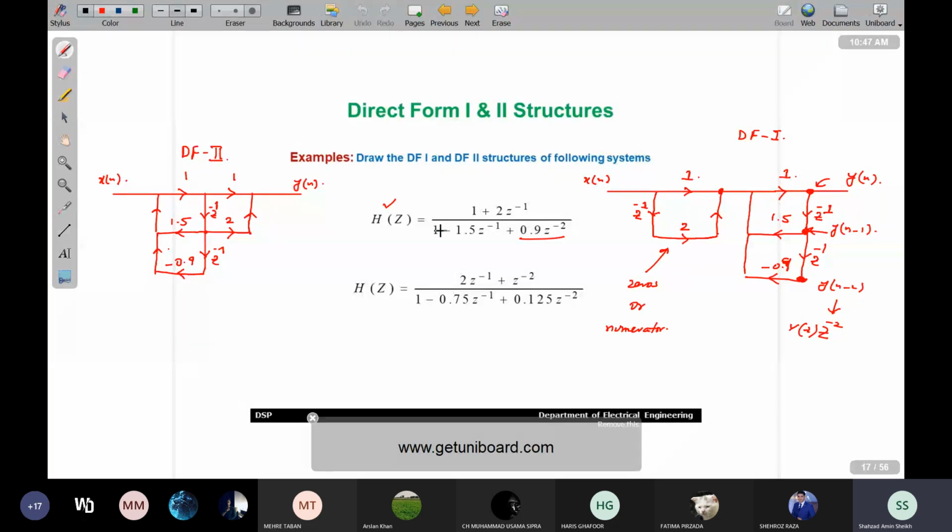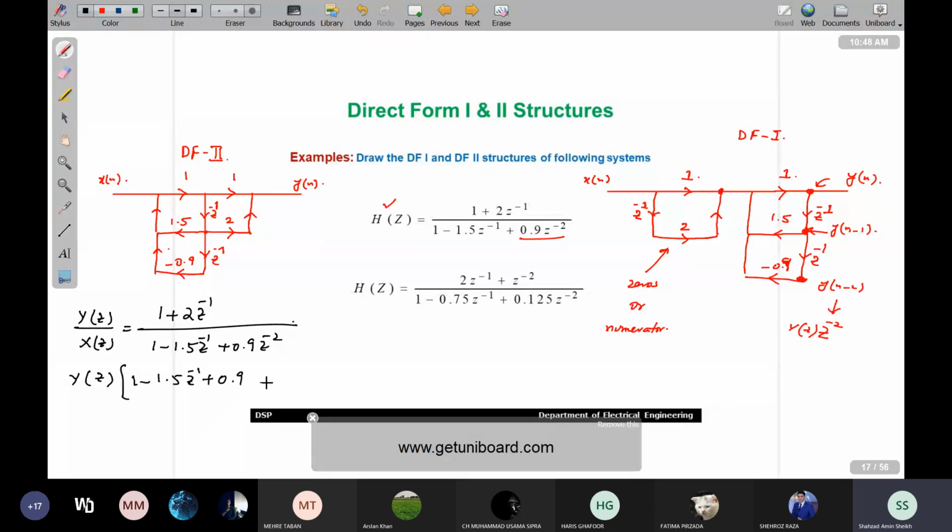form. So if I am interested in making the difference equation of that, that would be Y of z over X of z, and that is equal to 1 plus 2 z inverse divided by 1 minus 1.5 z inverse plus 0.9 z minus 2, and that is in fact equal to Y of z times (1 minus 1.5 z inverse plus 0.9 z minus 2), and that's equal to X of z times (1 plus 2 z inverse).